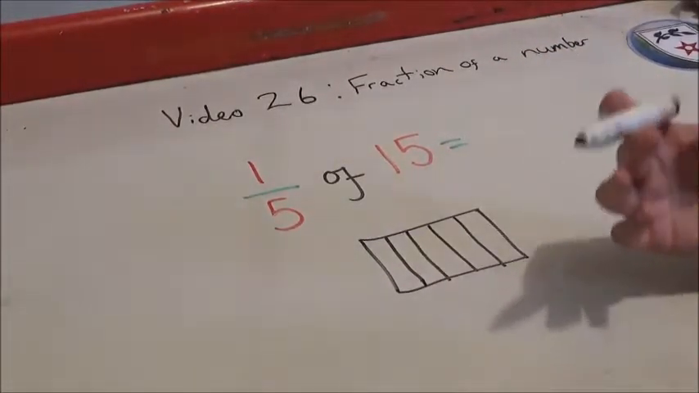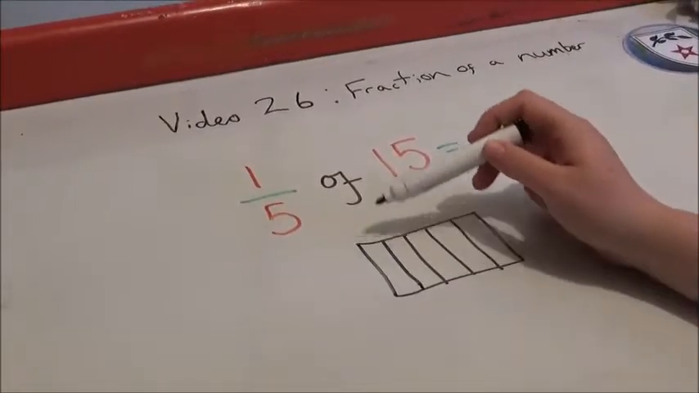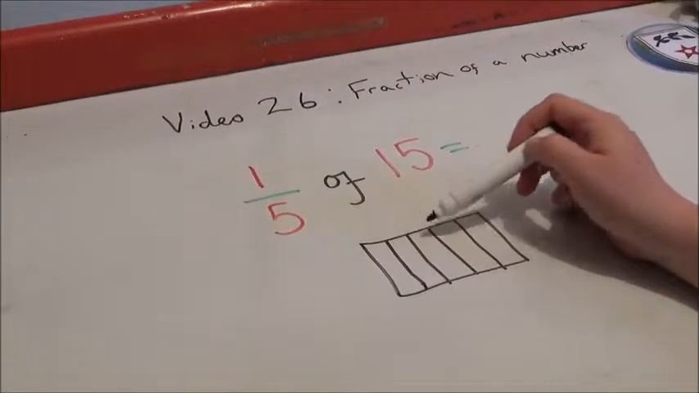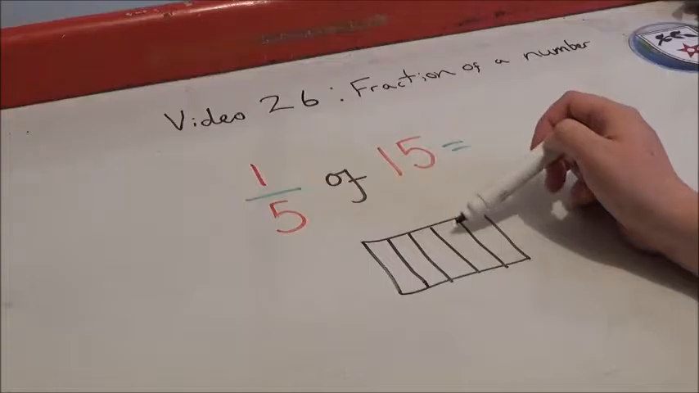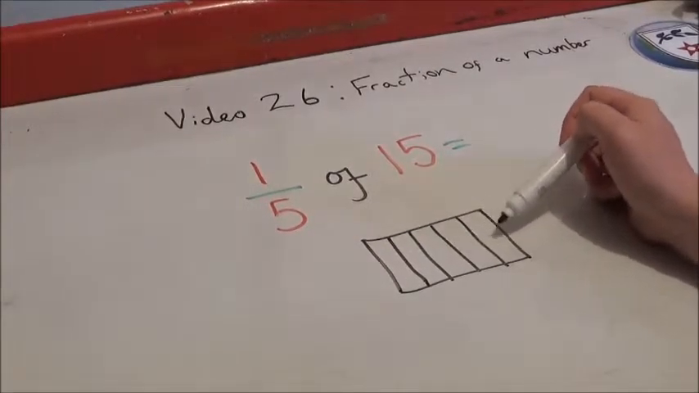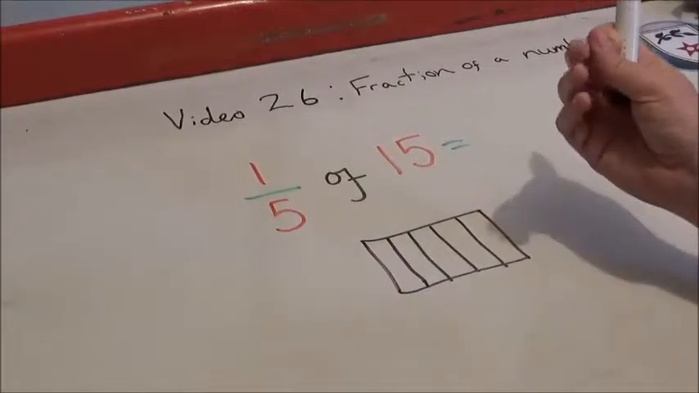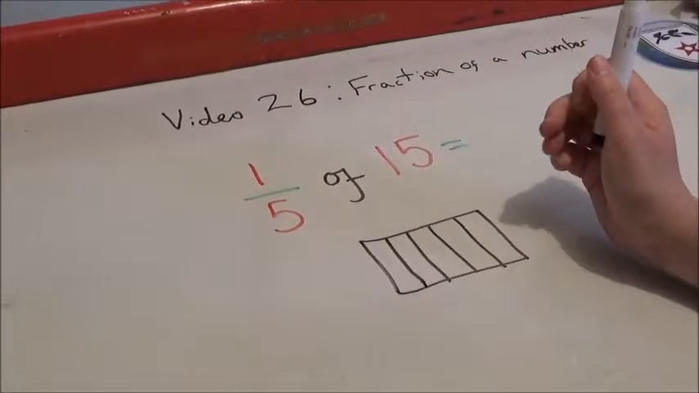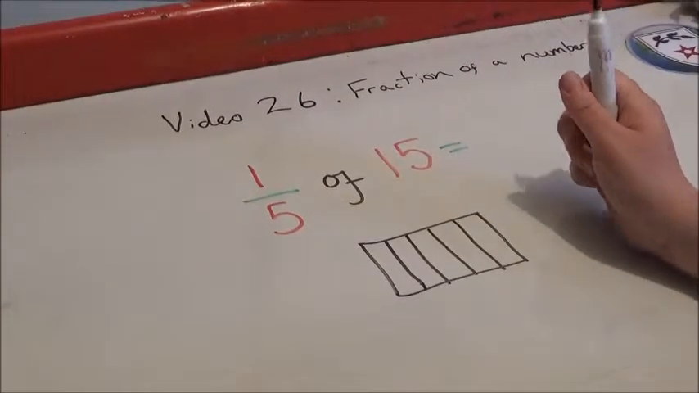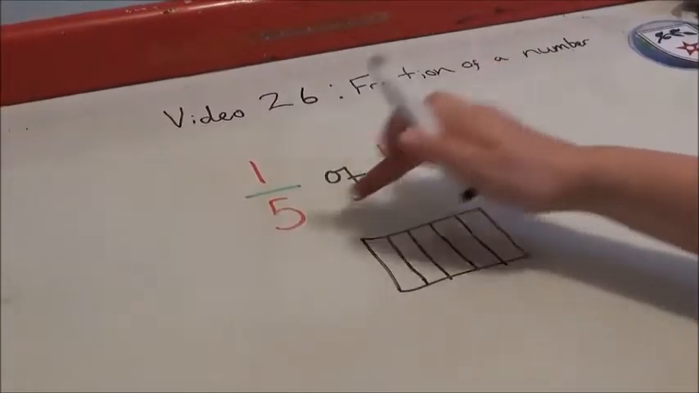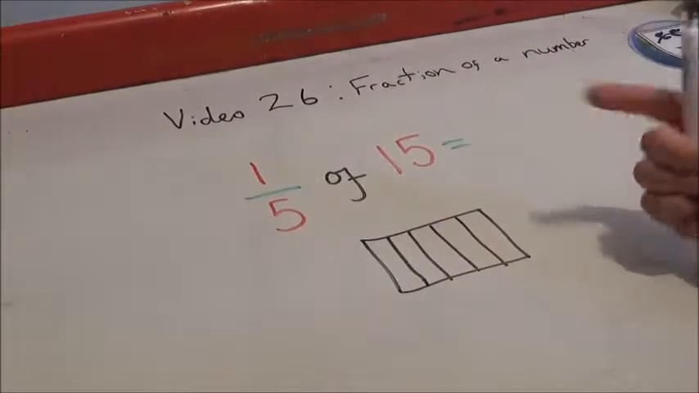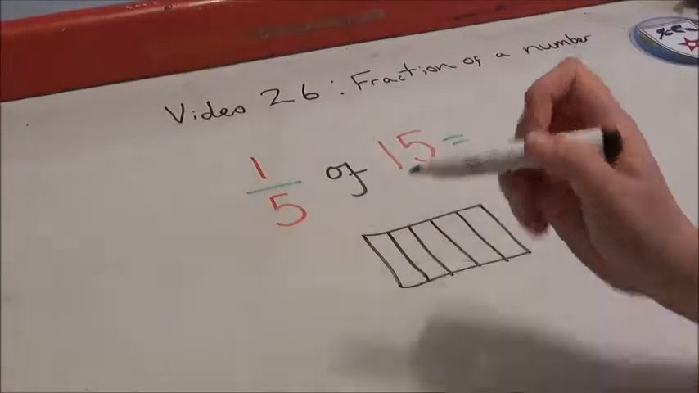Now, we talked about division before, and we could just share them equally. We go 1, 2, 3, 4, 5, 6, 7, 8, 9, 10, 11, 12, 13, 14, 15. But I'm going to use my inverse understanding. I'm going to use my times table understanding. So I'm going to say how many 5s go into 15? 5, 10, 15. 3 in each one.